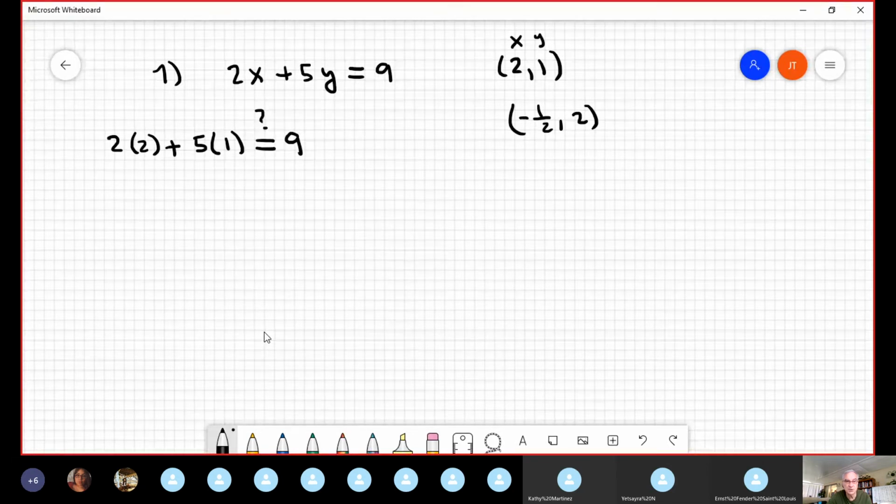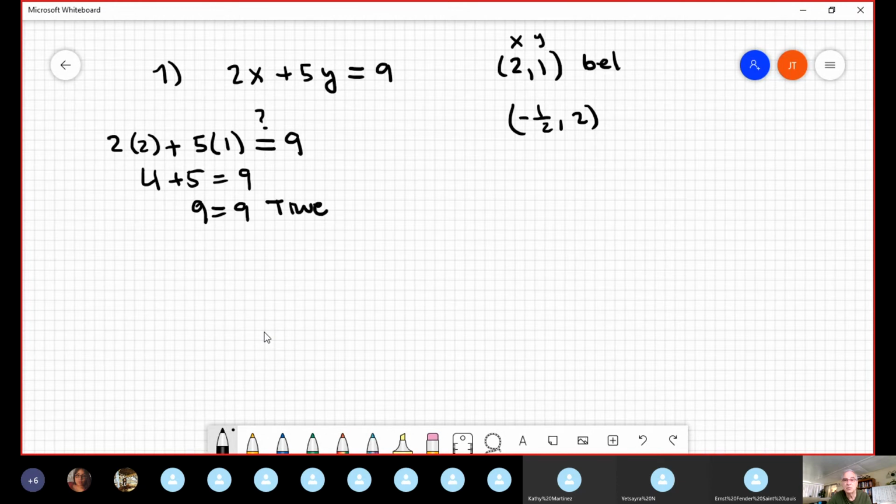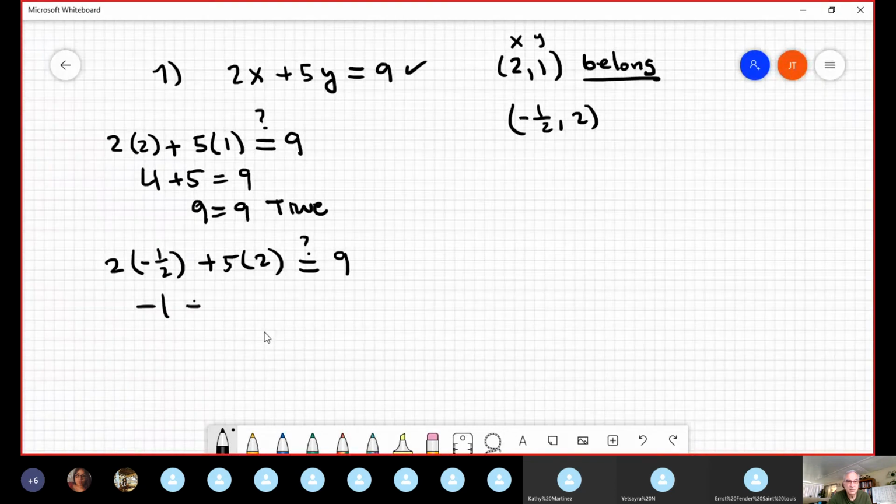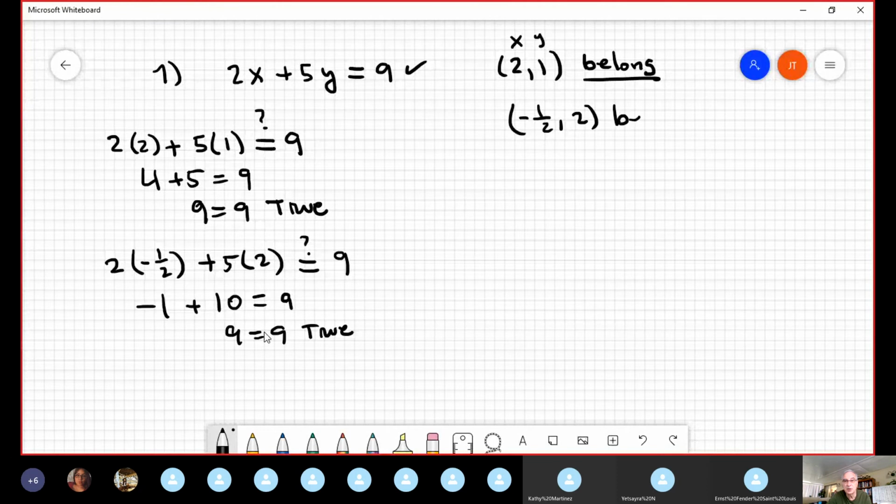I'm not sure that this statement is true or false. This is 4, this is 5, this is 9. Oh, yes, it's true. Therefore, this point belongs to this line. The second is 2 times negative 1/2 plus 5 times 2 should be 9. This is negative 1, this is 10, this is 9, again 9 equal 9. Wow, fantastic. This is also true, this also belongs to the line. Any question, guys?